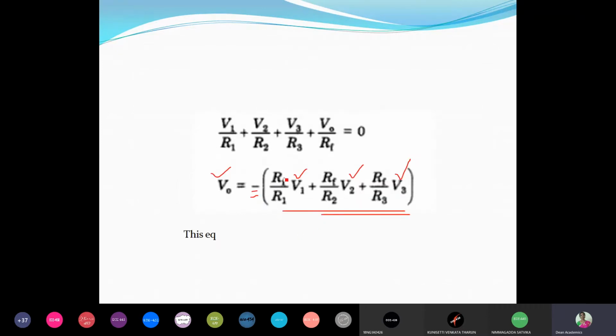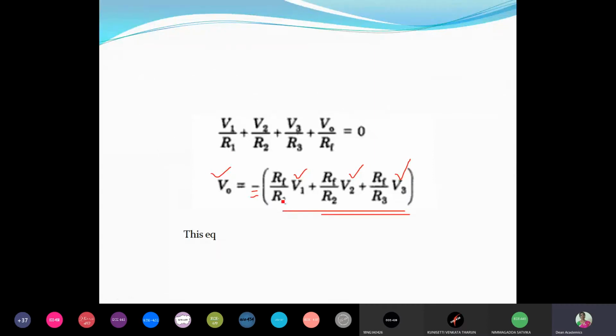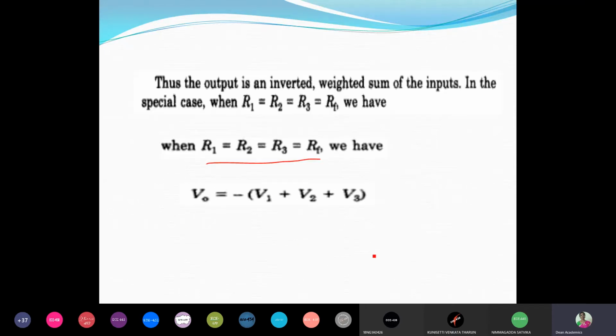Now, different cases we are going to consider. That means if R1 is equal to R2 is equal to R3 is equal to RF. So here we write RF, RF, RF. So RF by RF is 1, so V1, RF by RF V2, RF by RF V3. So finally V0 will become minus of V1 plus V2 plus V3, right?